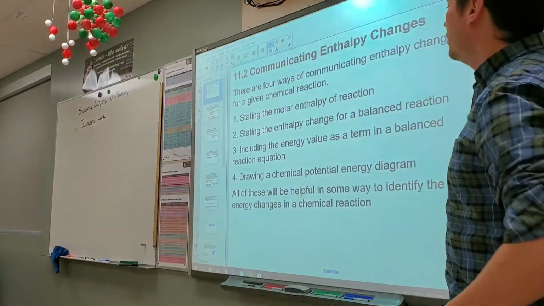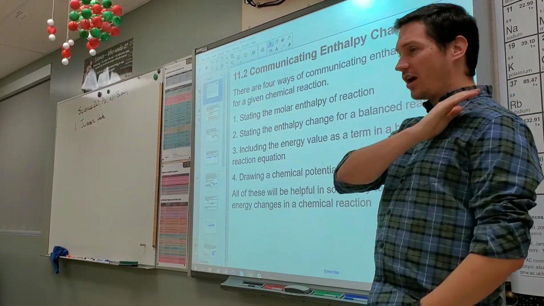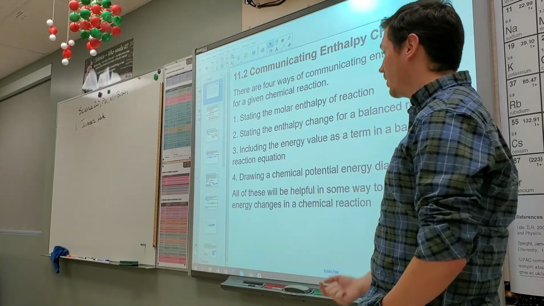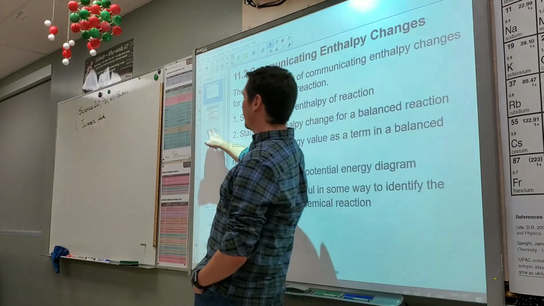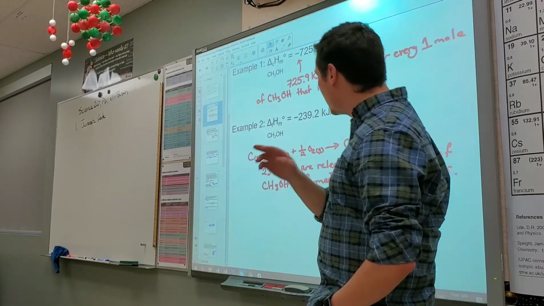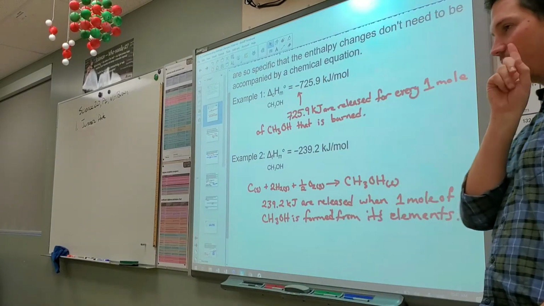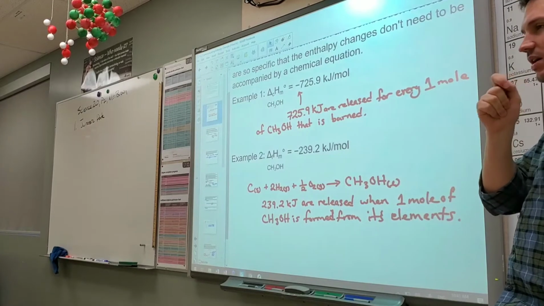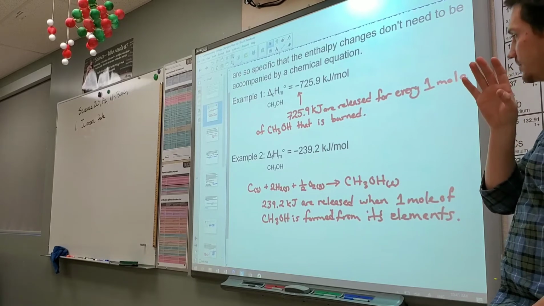There are 4 ways of communicating enthalpy changes for a given chemical reaction. We could talk about any 4 of these things if we wanted to, but we're going to go in order. Stating the molar enthalpy of a reaction was the first one. I've got some pre-written notes. I'm not asking you to write all of this, but I do care what you write down, and I want to go over this for our understanding.